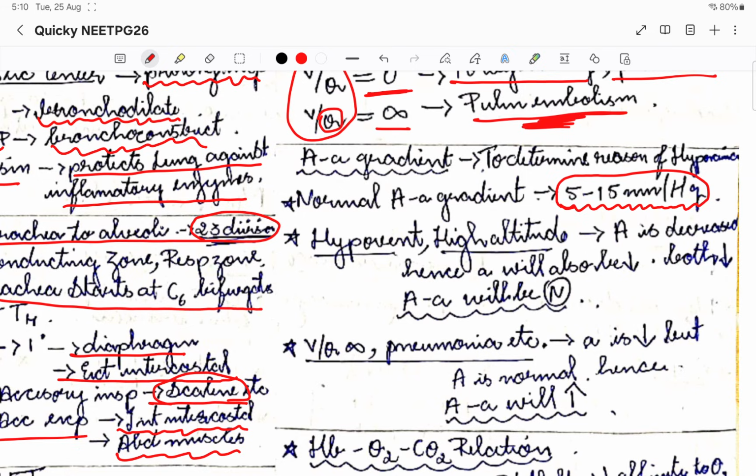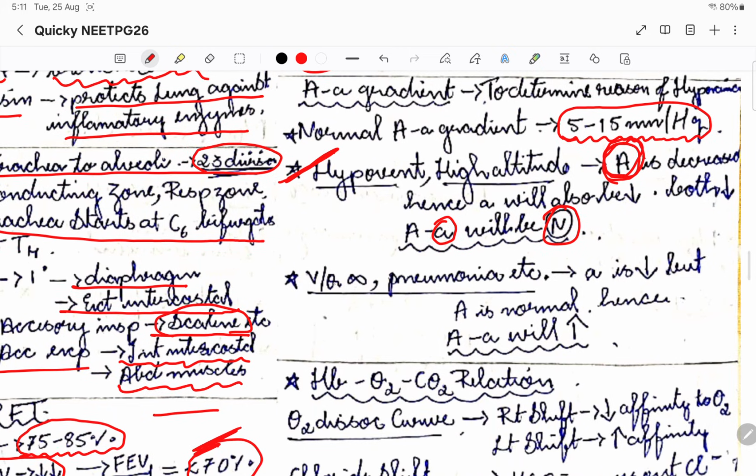What happens in hypoventilation or high altitude is that the alveolar pressure is reduced because there is not enough air to breathe. So capital A will be reduced. So the small a will also be reduced because there is not enough alveolar oxygen. That is why A by a will be normal when there is hypoventilation or high altitude. Whereas if there is V by Q infinity, that is some pulmonary embolism, or if there is some pneumonia, what happens is there is enough A.